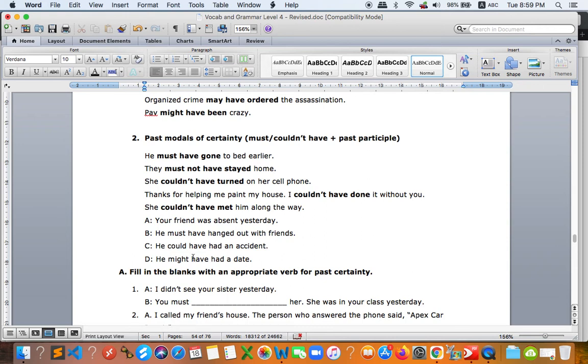But if you're not really sure, then you can come up with may or might. But whatever modal you use right here, you have to stick with the form have and past participle. You can see right here, the difference is only the modals. So the degree of certainty, the degree of possibility. Okay, nothing much, so let me go back to our lesson.